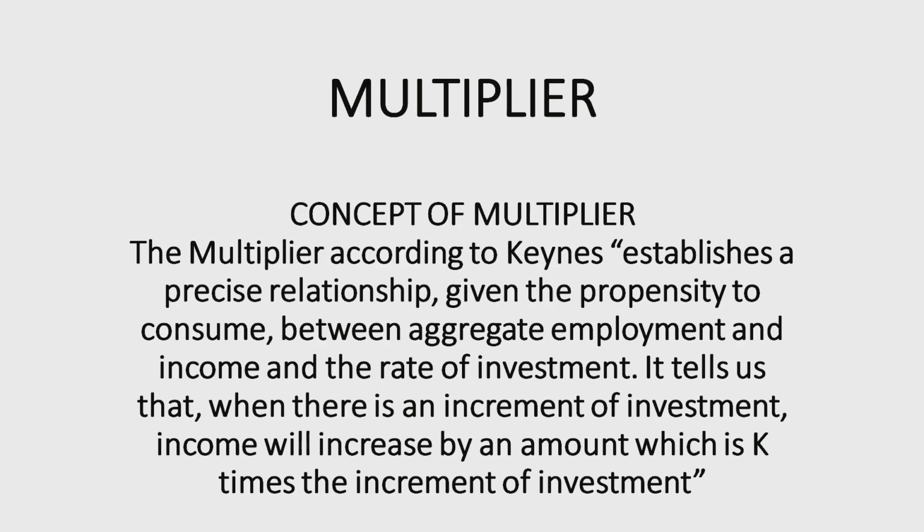Let us start with the introduction, multiplier. The multiplier, according to Keynes, establishes a precise relationship, given the propensity to consume, between aggregate employment and income and the rate of investment. It tells us that when there is an increment of investment, income will increase by an amount which is k times the increment of investment.